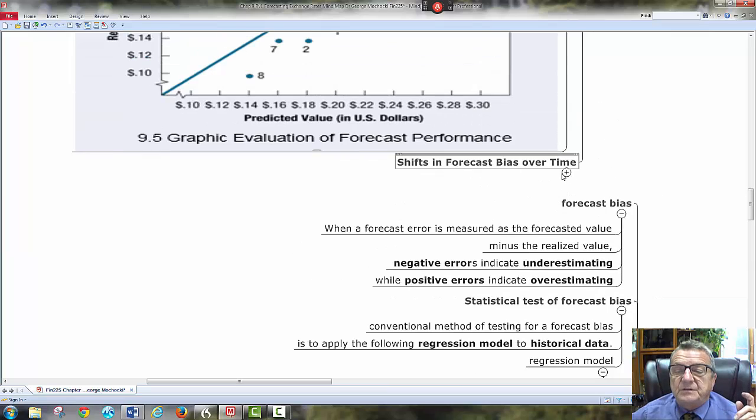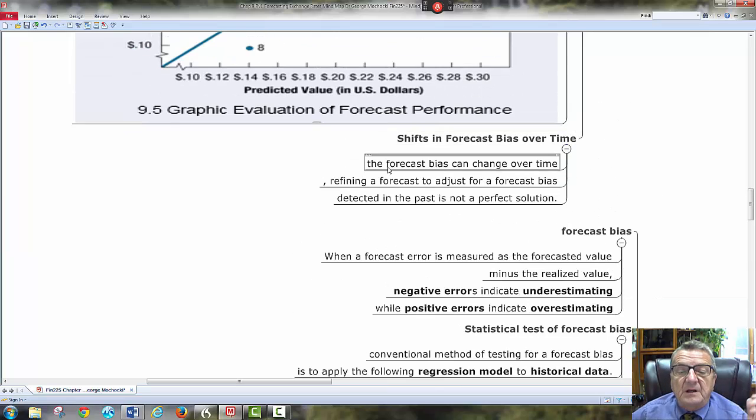Okay, and then shifts in forecast bias over time. The forecast bias can change over time. We know that. At times, it could change overnight, for lack of a better word. Refining a forecast to adjust for forecast bias. If something's changing, you should have your forecast. There should be a living forecast. You're always adjusting. It's your best target.